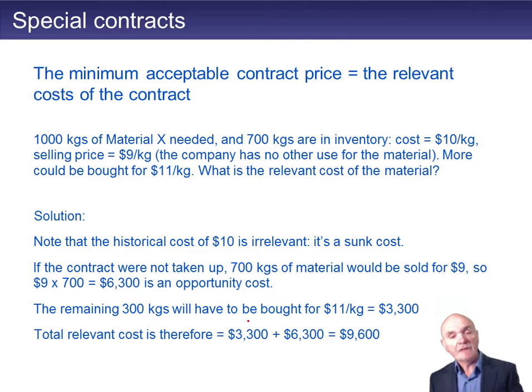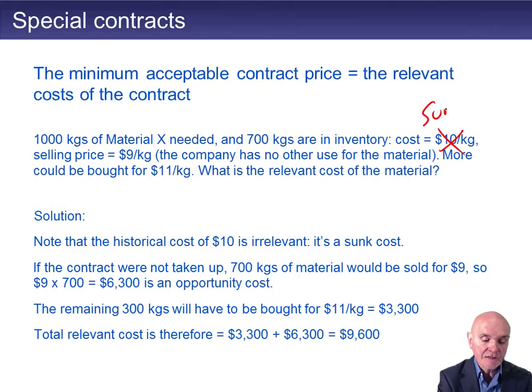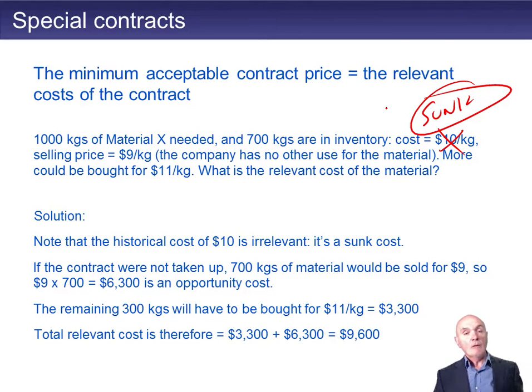Deal first of all with the 700 kilograms in inventory. The historical cost of 10 is essentially a sunk cost. That's always going to be irrelevant. What we should be looking at is, if this contract hadn't come along, what would we have been doing with this material? Because we have no other use for it, we would have been selling it at 9. So if we hadn't used this material in a new contract, we would have generated 700 kilograms sold at 9. We'd have generated 6,300.